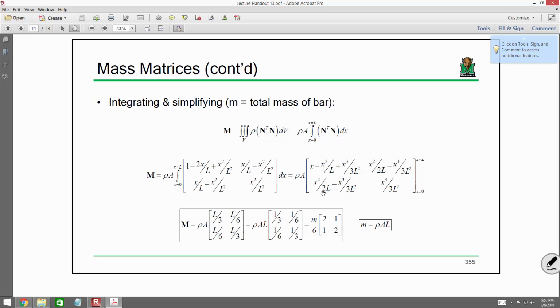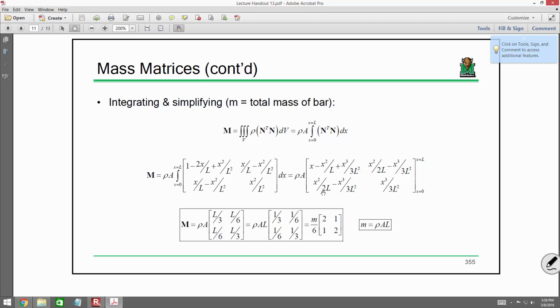Now, if I look inside this box, see how the L factors out? Look at this. If I have a bar, what is the area of a bar times its length? It's volume. What's volume times density? It's mass. So this term right here, little m, is the actual total mass of the bar. It's the density times the volume. So you'll see that's where I'm getting that. So if I look at this, 1/3, 1/6, 1/6, 1/3, that's my mass matrix.